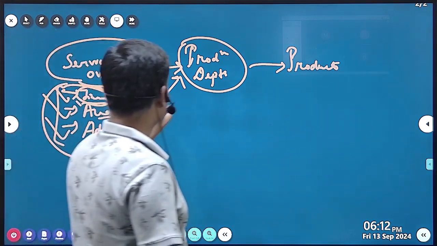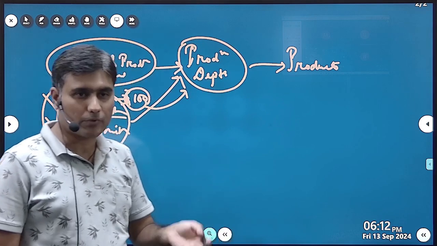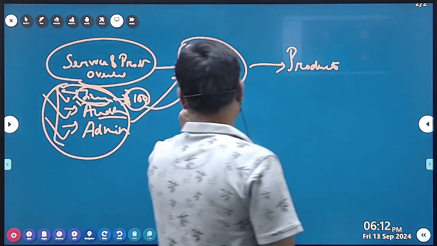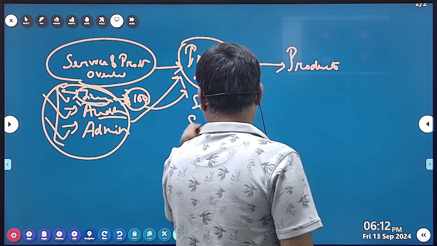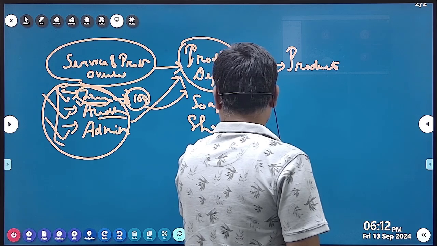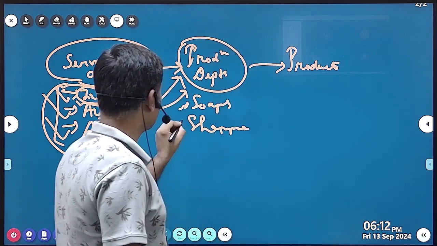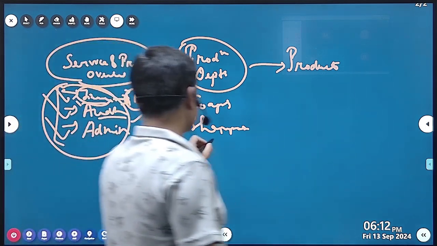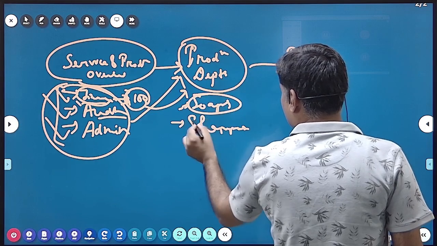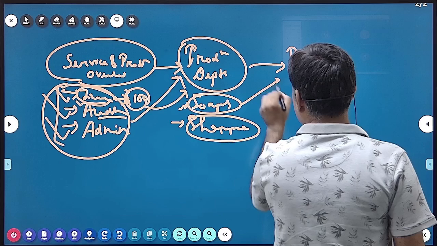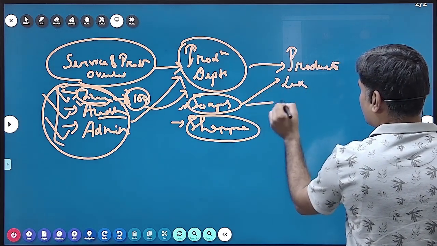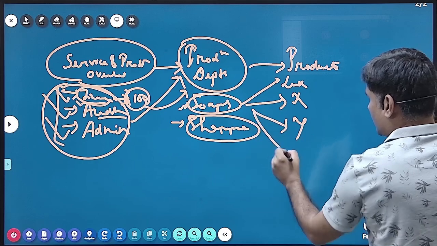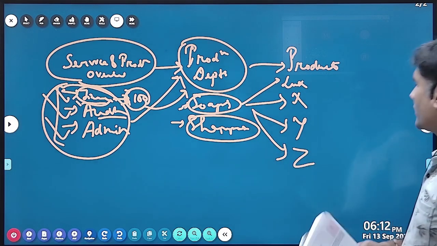Then it will be allocated to different production departments. There may be several production departments. For example, I gave the example of HUL. It may have a production department for soaps, then shampoos. So in each department there will be a basis based on which this 100 rupees will be allocated to these departments. And then this cost, say for soaps, will be allocated to different products. Lux, I don't know how many types of soaps they make. So then it will be allocated to different products.